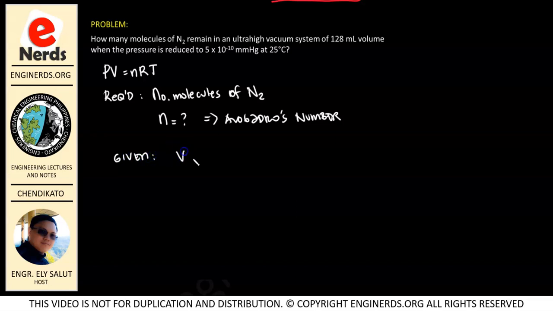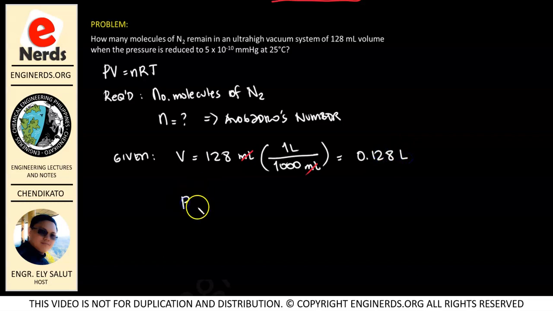Given is our volume, which is 128 milliliter. So, let us convert that into liter. So, we have 1,000 milliliter in 1 liter. So, that means our volume is, this will be cancelled out. So, we have 0.128 liter volume.